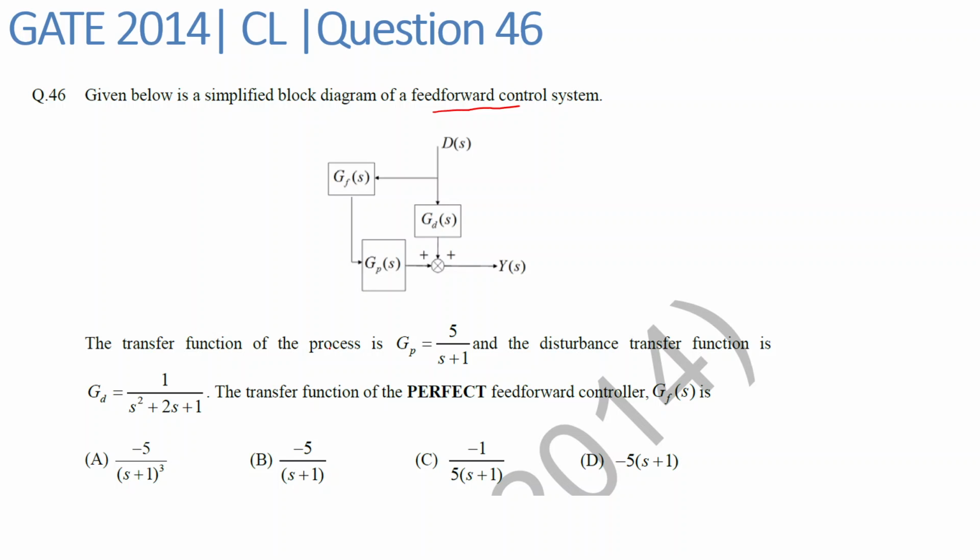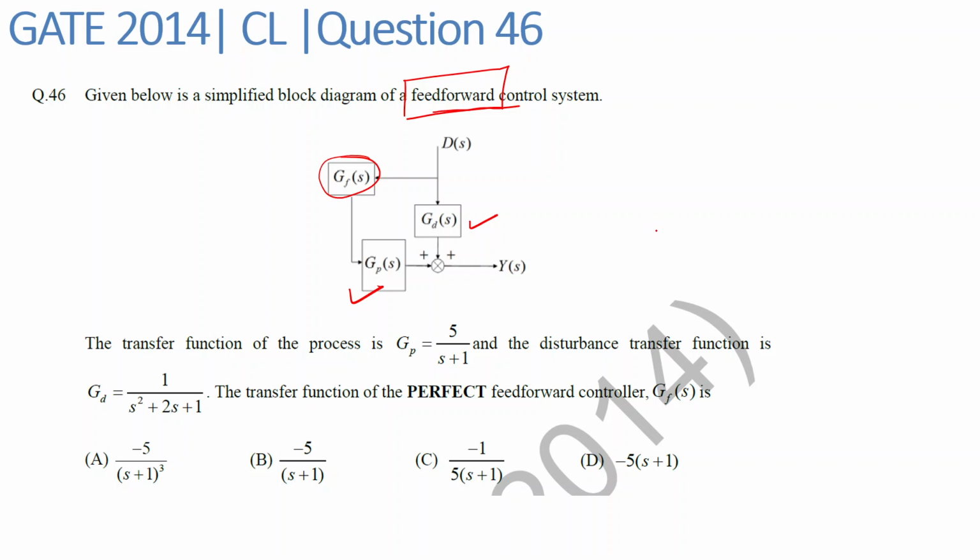The transfer function of the process is Gp is equal to 5 upon s plus 1, and the disturbance transfer function is Gd is equal to 1 upon s square plus 2s plus 1. The transfer function of the perfect feed-forward controller Gf of s is dash. So here we have been given a feed-forward control system, and corresponding to that, we have been given the process transfer function Gp of s and the disturbance transfer function Gd of s as well, and we have been asked to find the transfer function for this feed-forward controller, that is Gf of s.